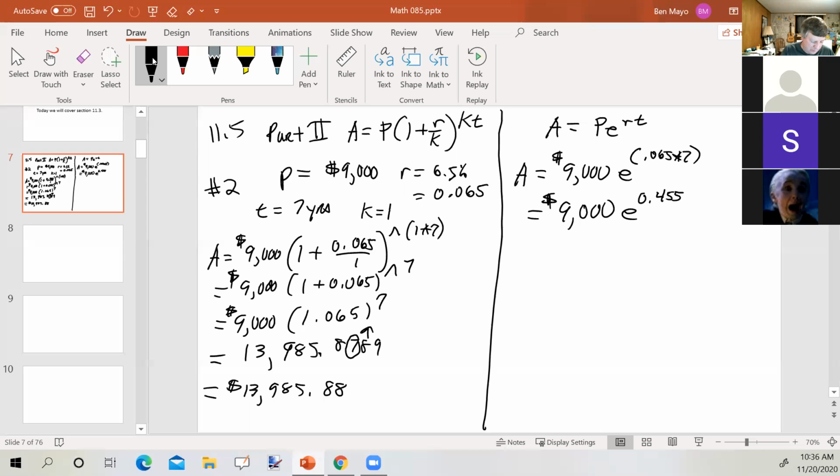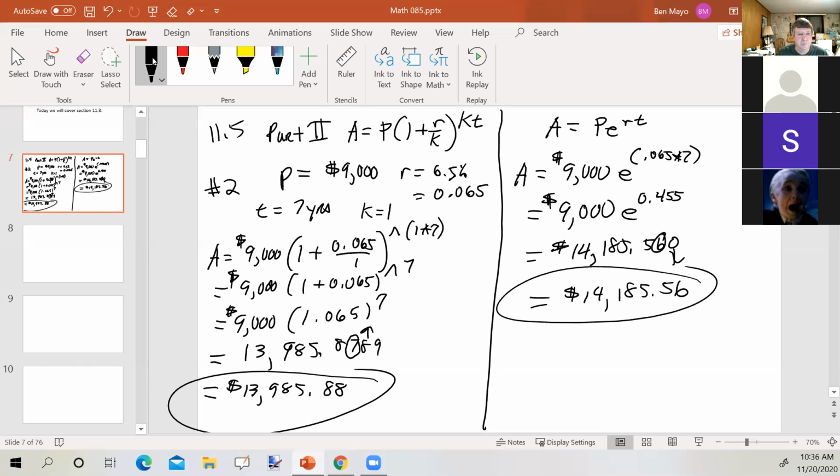And so now I've got 9,000 times e to the 0.455, and I get $14,185.560. So rounding off at the 6, the 0 would round down. So $14,185.56. Okay, so with the same amount deposited, the same interest rate, and for the same amount of time, by changing the amount of compoundings, we get about $200 more here than we do there. So the more times the interest is compounded, the better for you if you're the one depositing the money. All right, any questions about that before we go on to the next example?